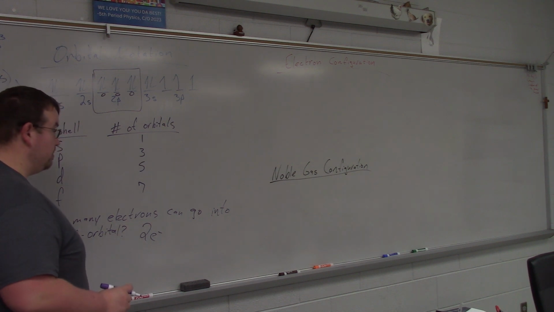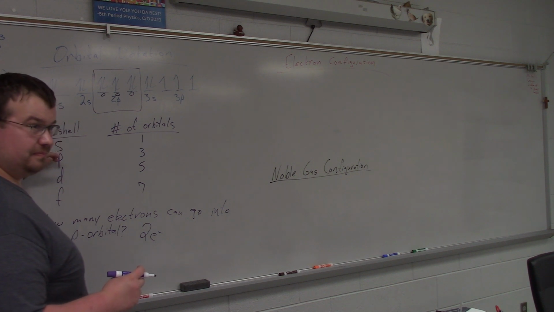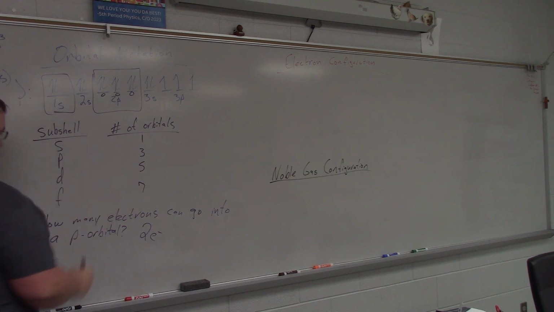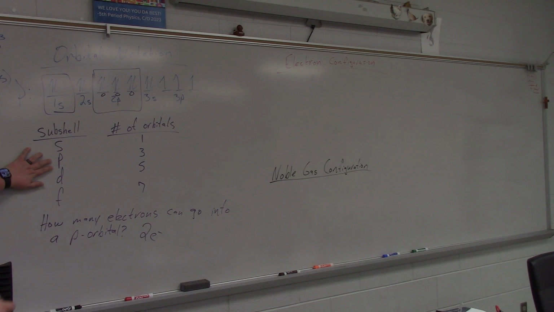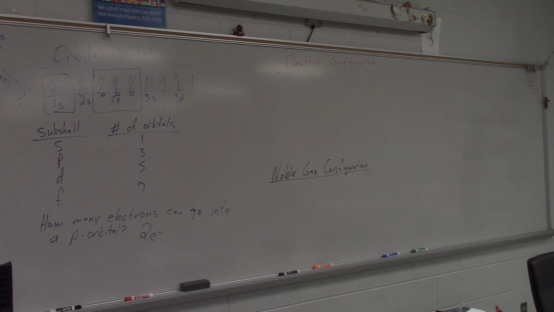How many electrons can go into an s subshell? Two. 1s, this is a subshell. It only has one orbital. How many electrons can go into a p subshell? Six. There are three orbitals in a p subshell. How many electrons in a d orbital? Two. No, two. D orbital, two.